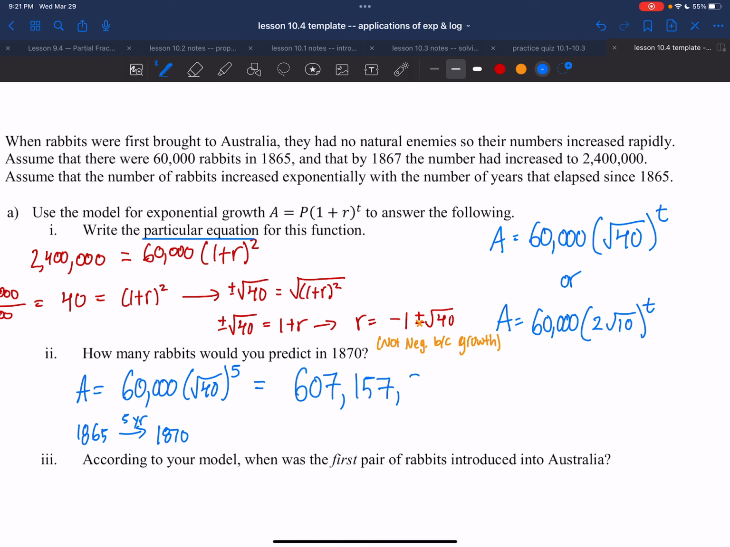All right. Let's figure out now, according to your model, when was the first pair of rabbits introduced to Australia? And when you say first pair, of course, you're implying 2 bunnies. We don't get many bunnies from one bunny, sadly. I don't think rabbits are capable of mitosis, at least not on a cellular level, yes, but not like a body level. Whatever. I don't know biology terms.